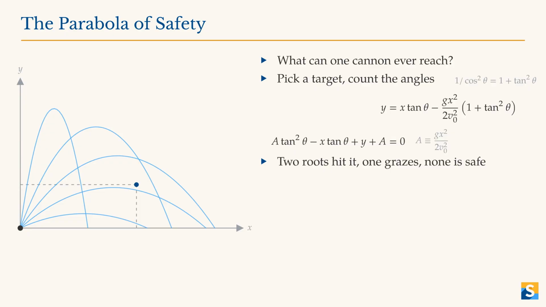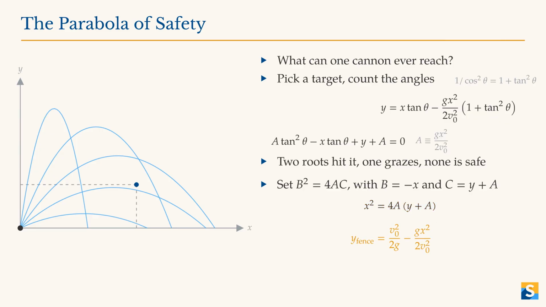So set the discriminant to 0 and see where the answers run out. Write b squared equals 4ac. With our coefficients on the slide, step by step. The x squared factors cancel, and solving for the height gives the fence.